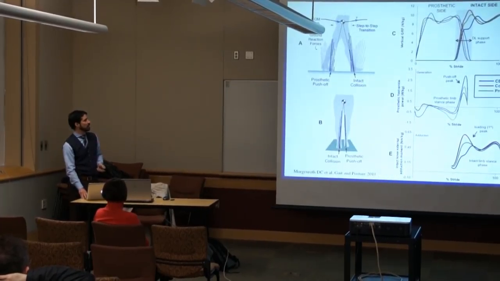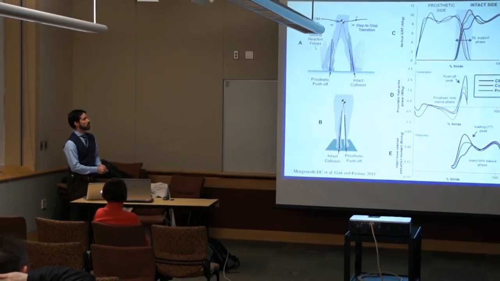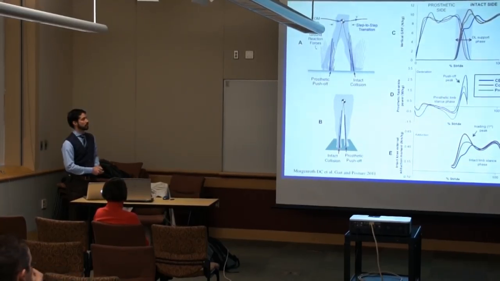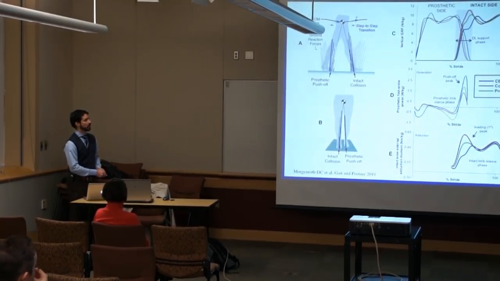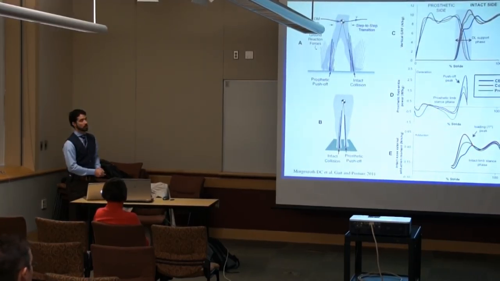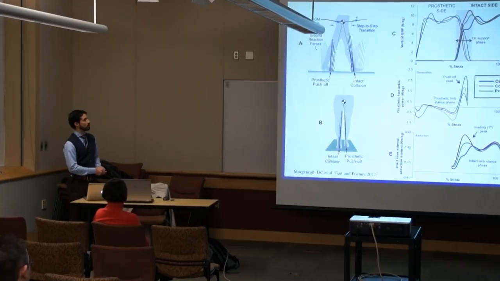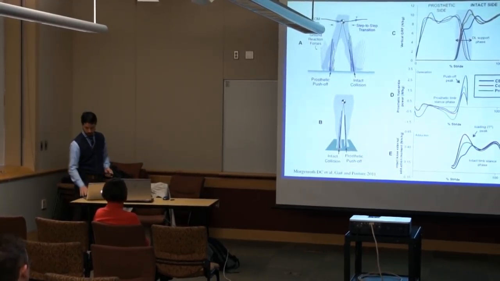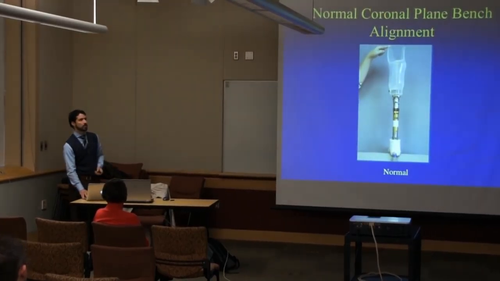And this is a busy slide. I want you to focus on two things. The push-off peak: the Caesar foot has much more push-off during terminal stance than the other two feet. And then this is knee loading. The Caesar foot has by far the least amount of loading there, while the prosthetic foot with the least push-off has the most loading. So that's just a quick research application.